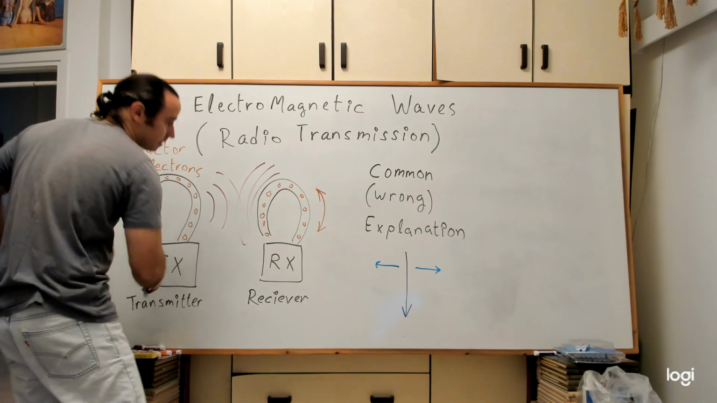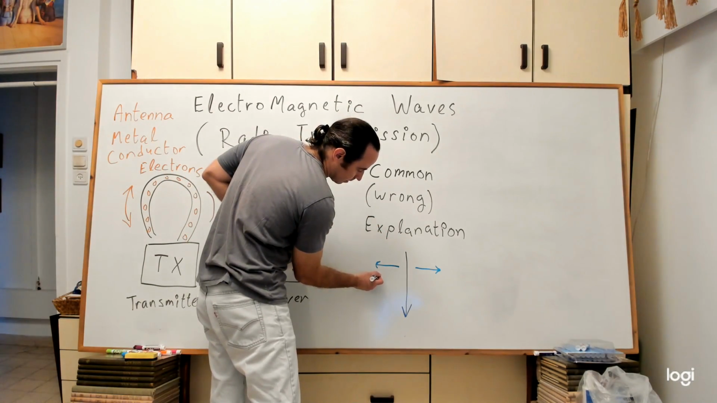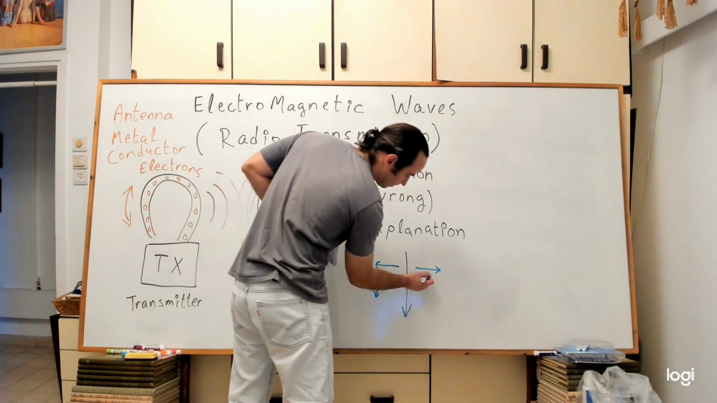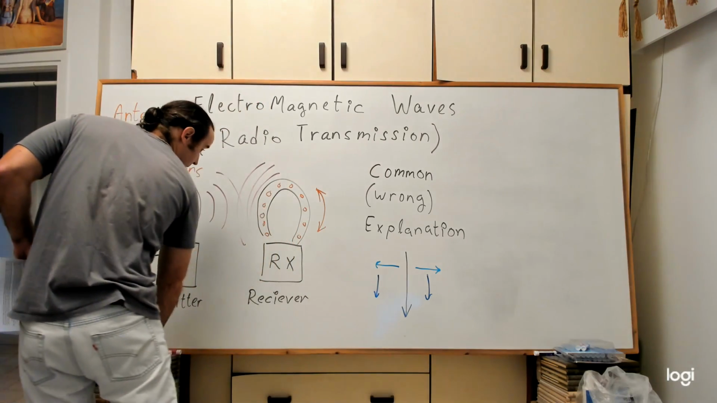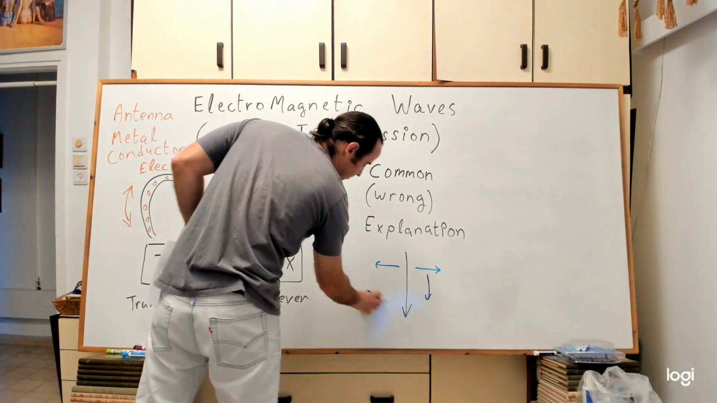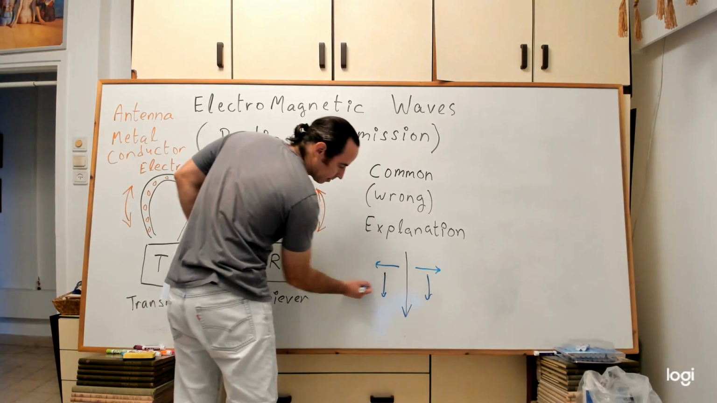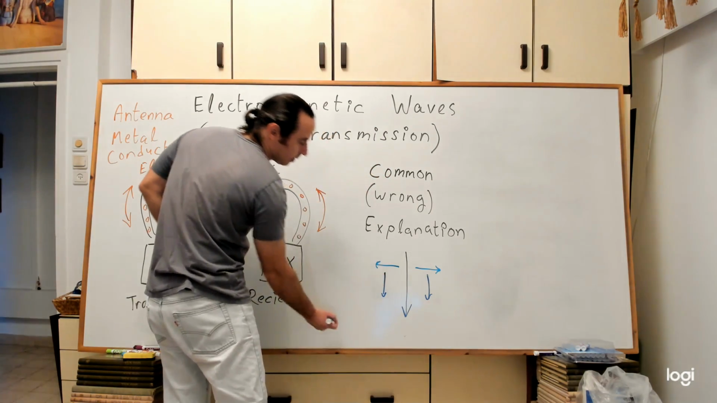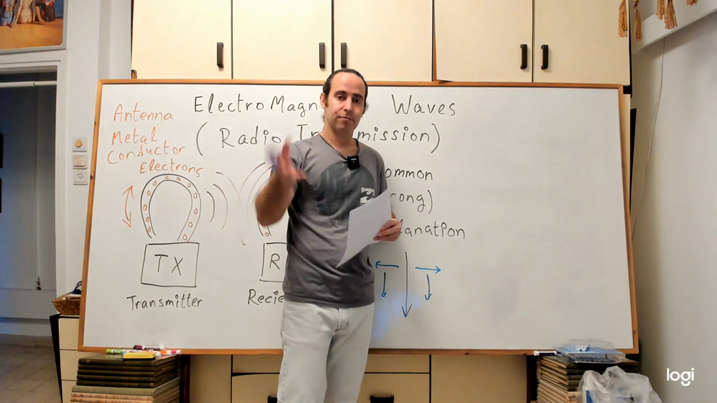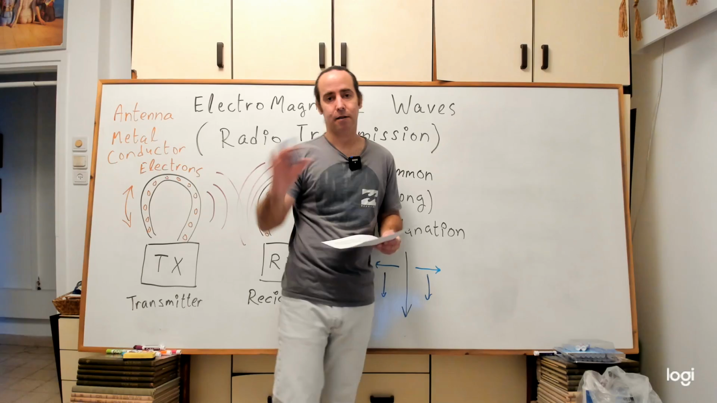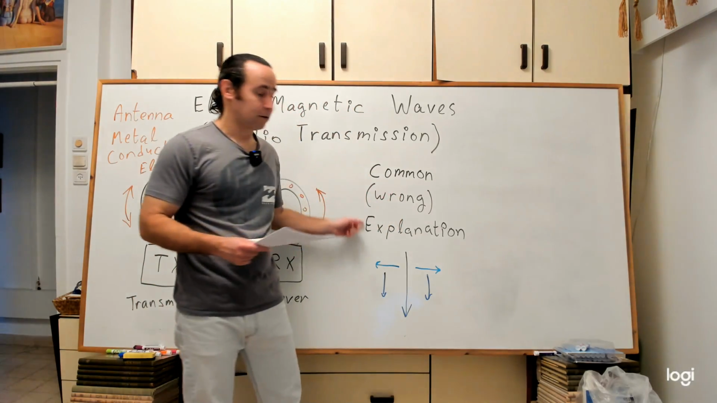Okay, so from these movements of the air, then other movements of water are made. Okay? Also upwards, but anyway, one time it's this way, one time it's this way, and then it's flipping, from electric field to magnetic field and so on. Okay, this is the common wrong explanation.